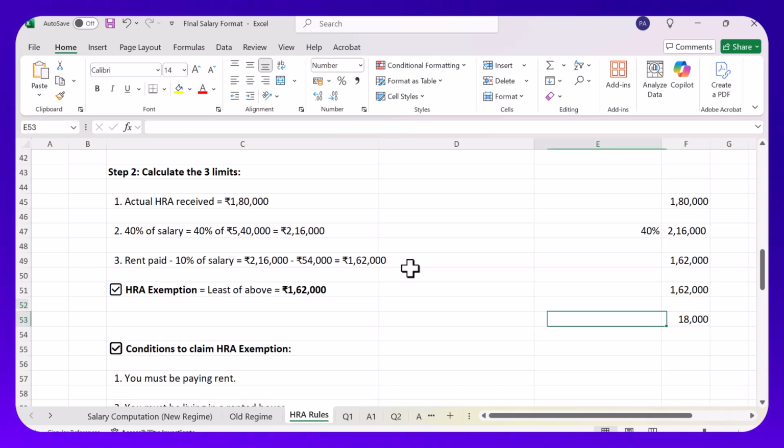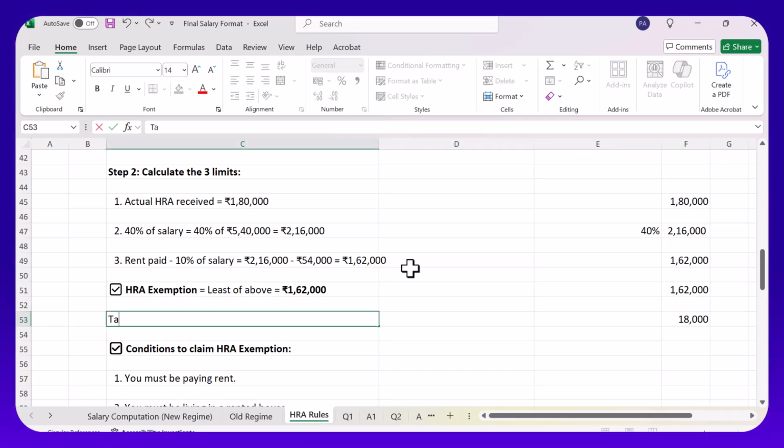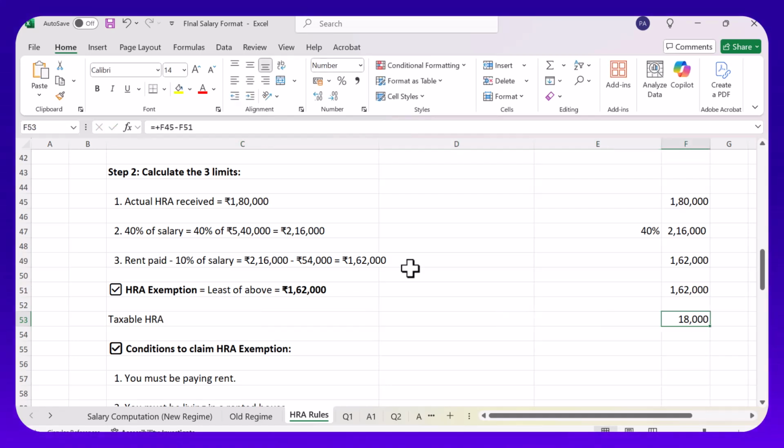So how much you are getting? So this will be your taxable HRA, which will be 18,000. You are getting 1,80,000. The least number is 1,62,000, so that is exempt. So how much you have to pay tax on? 18,000. So 18,000 will be included in your salary, and you have to pay tax under the old regime. Is it okay?